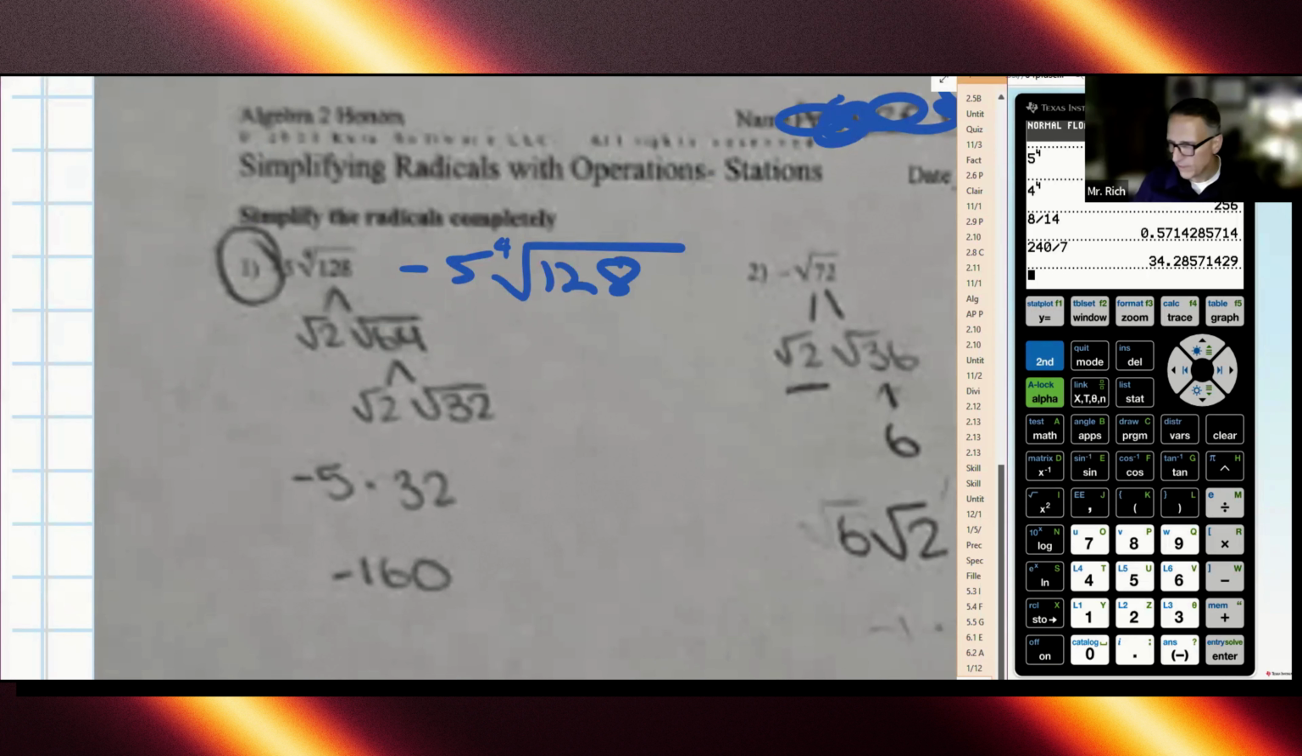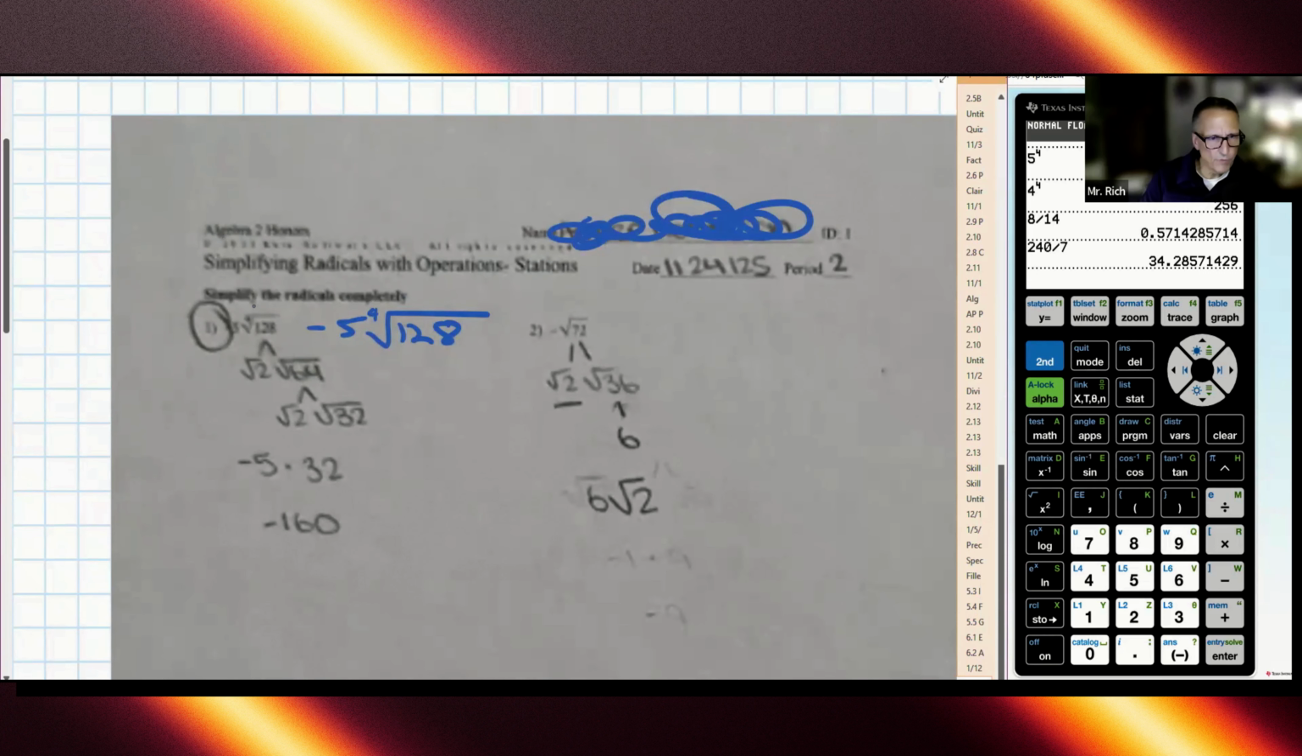Okay, great. Thank you, Amber. Appreciate it. Help me out here, Amber. You can reply here in chat. Is that -5 and the fourth root of 128? Because it looks like there's a 4 in that index.